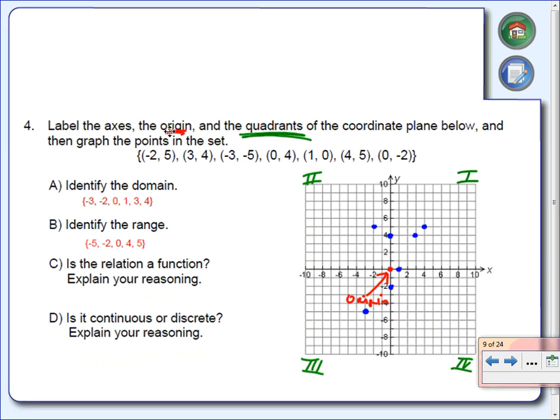So we're on part C here. The question is, is the relation a function? No. Why not? Yeah, remember, in order to be a function, x's cannot be repeated. And in this case, there were some x's that were repeated. In this particular case, it was the 0 that was repeated. So this is definitely not a function. Not a function because we got some x's that repeat.